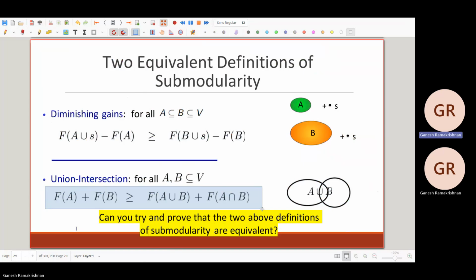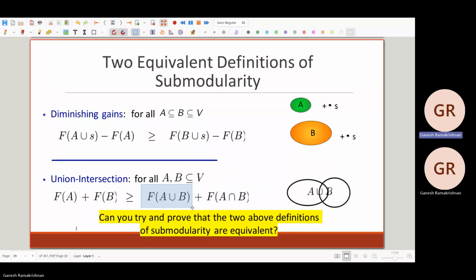The size of A plus the size of B. So a classic example of a modular function is cardinality. The size of A plus the size of B is the size of A union B plus the size of A intersection B, which is all the common elements between A and B. Because this intersection is counted twice in A and B, I can count the intersection in A union B, along with those elements in A which are not in the intersection, along with those elements in B which are not in the intersection.